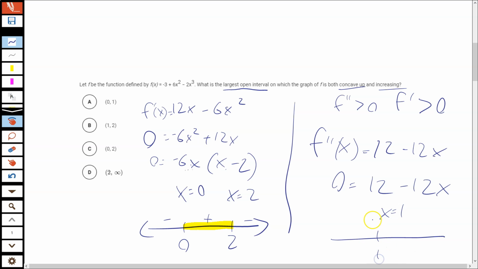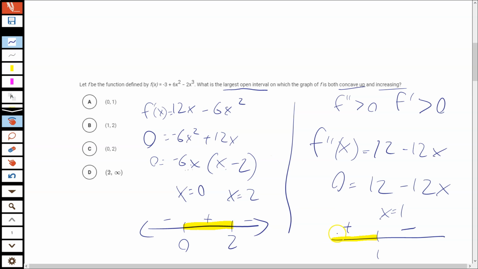And my sign chart. If I plug in 0 to this, I get a positive result, so we're positive on the left-hand side. And then if I plug in 2 to this, I get a negative result, so we're negative on the right side.